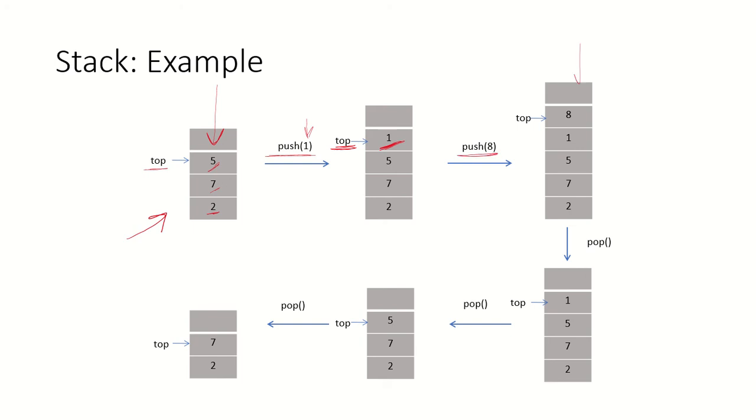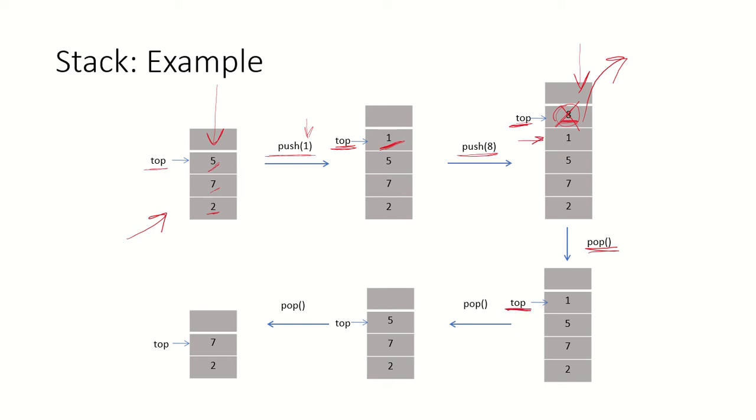Now suppose we want to push an integer 8. Again integer 8 would be pushed from the top of the stack, and now the top variable will be pointing to integer 8. So whichever element is at the top of the stack, top will be pointing to that element. If we want to perform a pop operation now, the element which is at the top will be removed. 8 is the element at the top, so 8 will be removed. Even though it might be present in the stack, it will no longer be part of the active stack, and top will shift down.